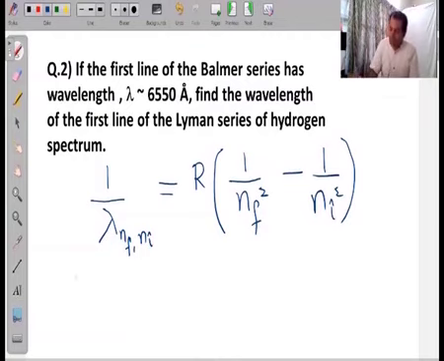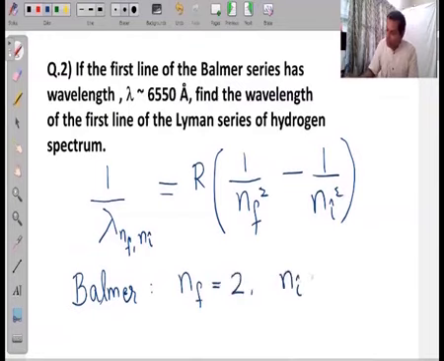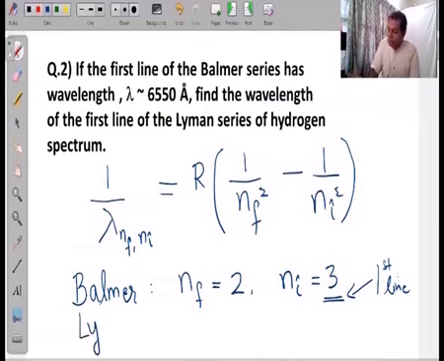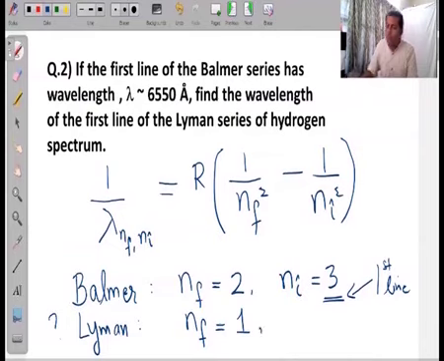And here for the Balmer series, what do you have? You have nf equal to 2 and ni equal to 3 because we are given the first line. Then for the Lyman series, where we need to find this wavelength, we are given nf equal to 1. That defines the Lyman series, just how nf equal to 2 defines the Balmer series. And it's again the first line of the Lyman series, so it will be ni equal to 2.